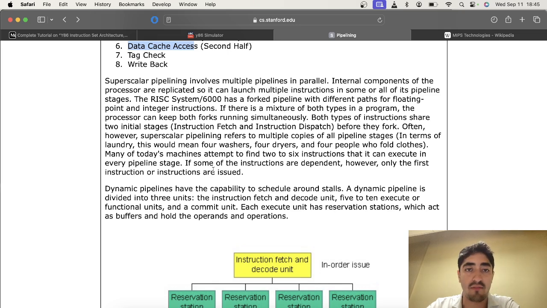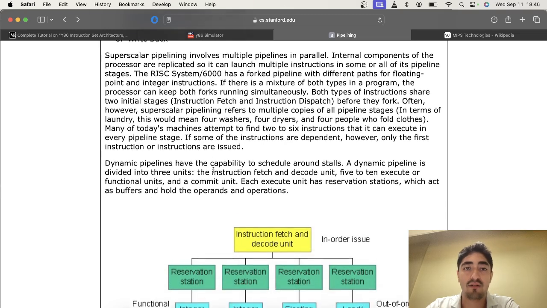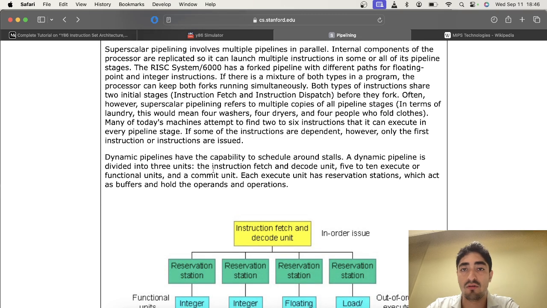Often, however, superscalar pipelining refers to multiple copies of all pipeline stages. In terms of laundry, this would mean 4 washers, 4 dryers, and 4 people who fold clothes. Many of today's machines attempt to find 2 to 6 instructions they can execute in every pipeline stage. If some of the instructions are dependent, however, only the first instruction or instructions are issued.